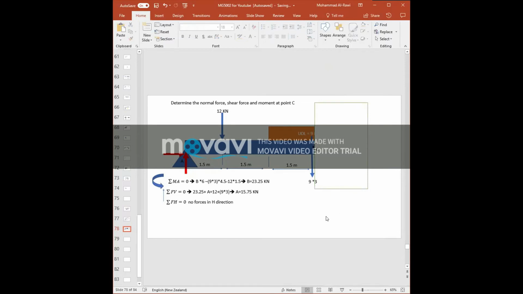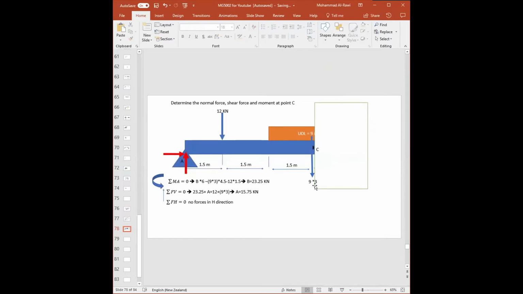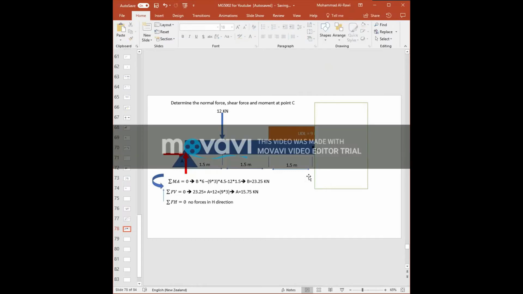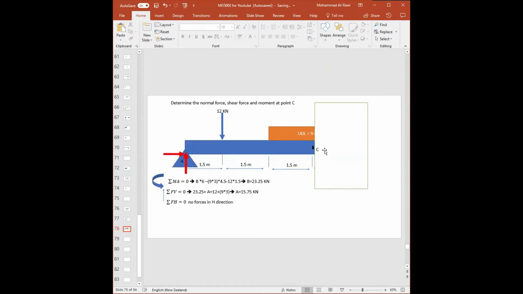Now, what I need to replace at point C, please pay attention. This force, it should go. It's not active anymore because now I reduce my UDL size. It used to be 3 meters, now it is 1.5 meters because I cut that geometry. It's an imaginary cut, okay? We don't cut it in real, but we just assume a cut.